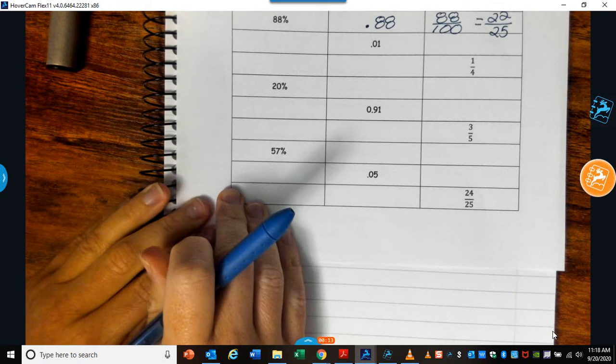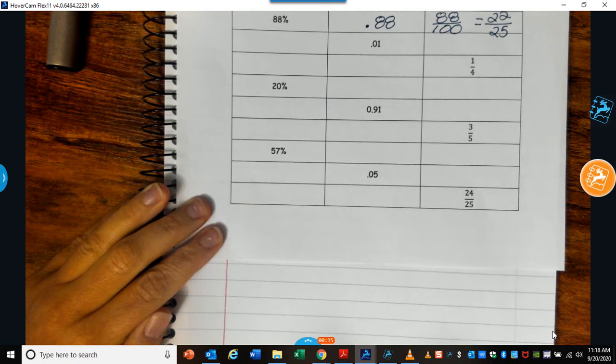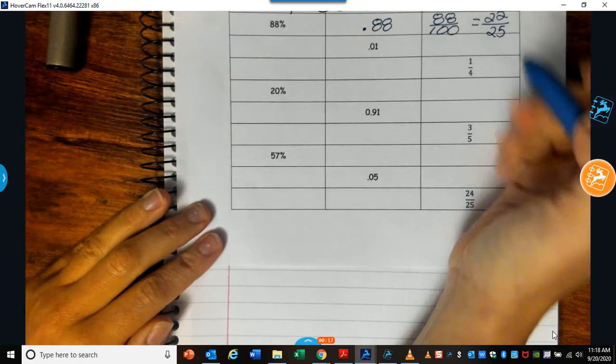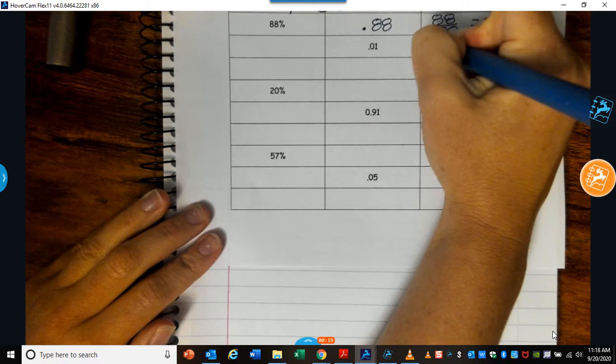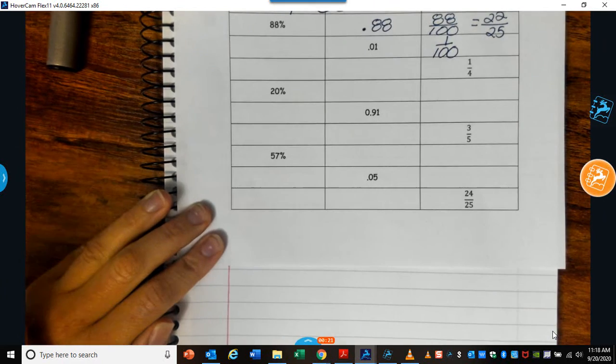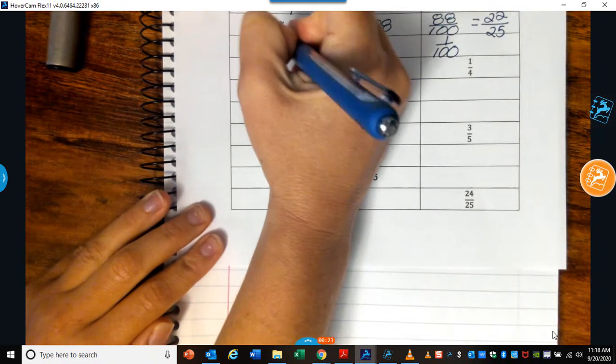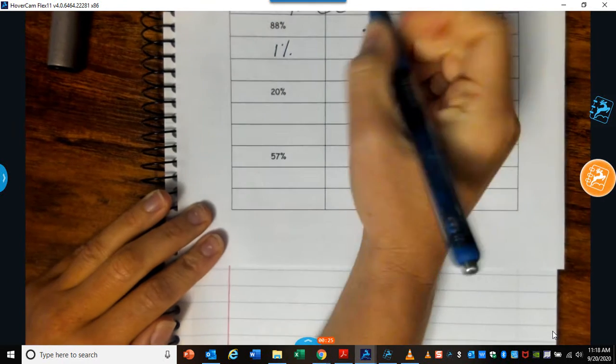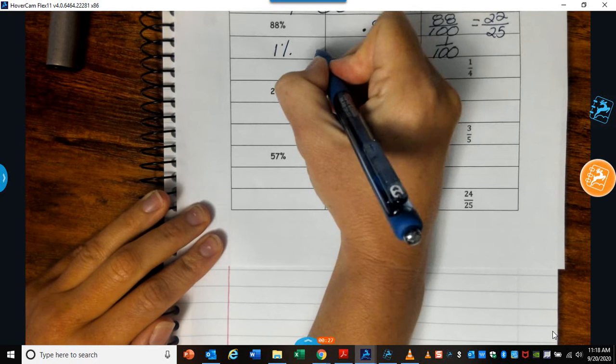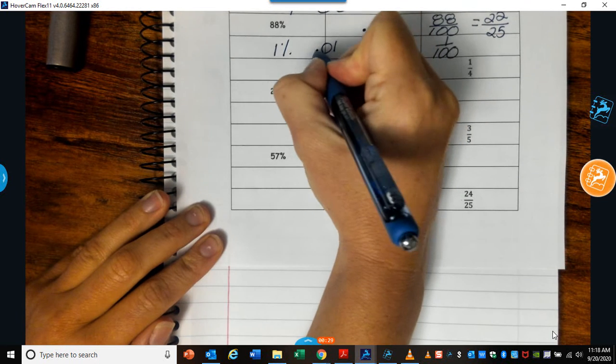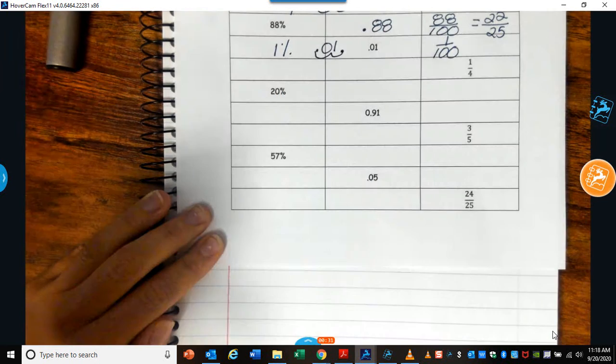We are starting with 1/100th. That is 1 over 100, a small number. That's 1%. If I look at the fraction, if I want to go from the decimal to the percent, I would have 0.01, and I would move my decimal point 2 times to the right.